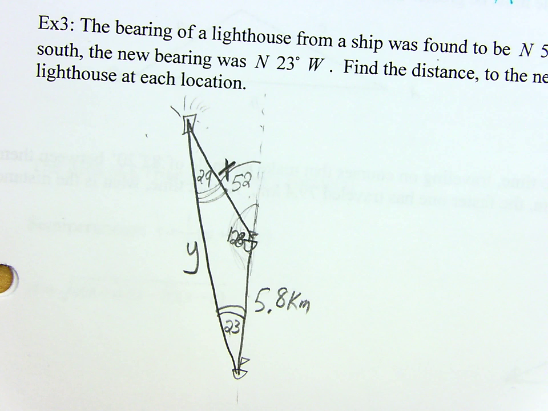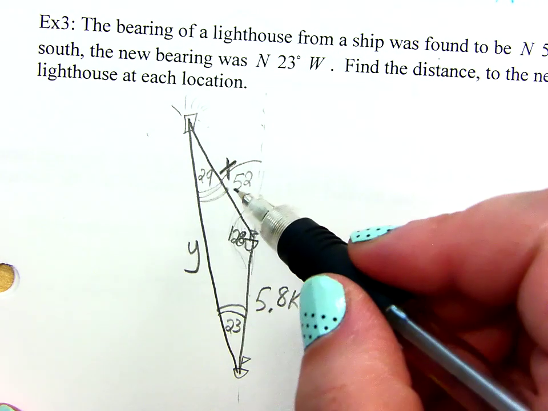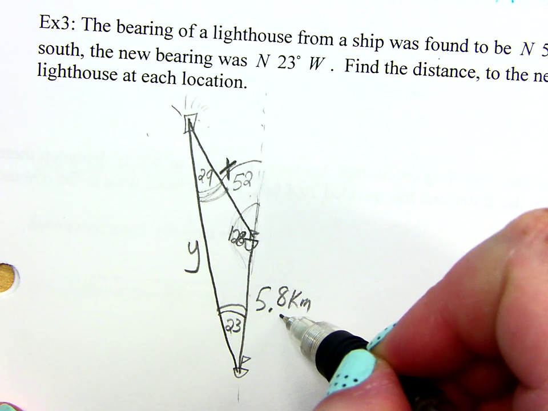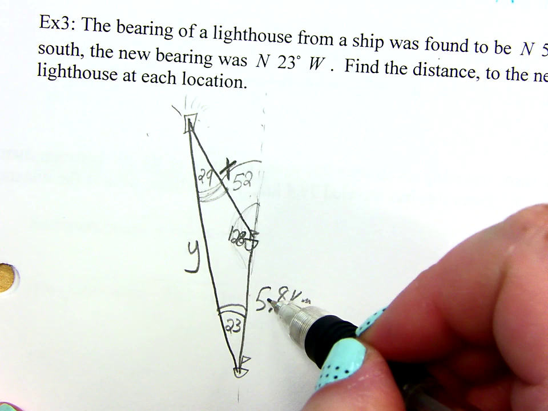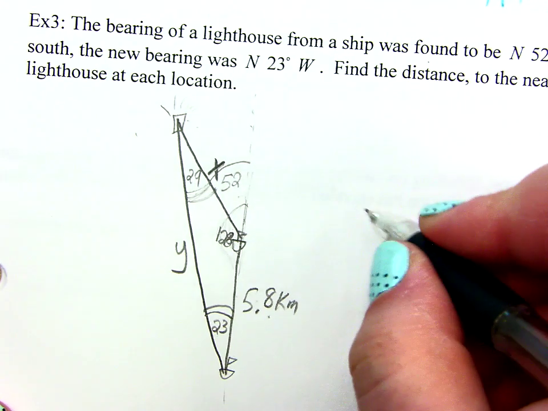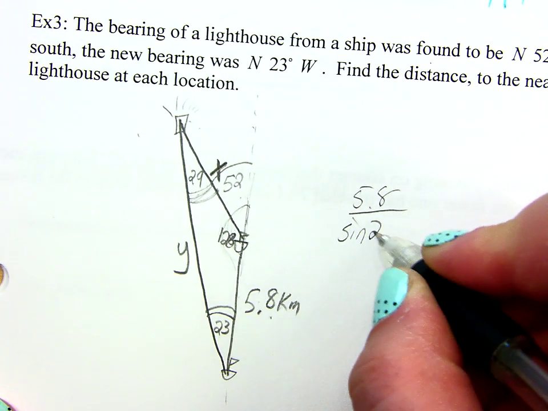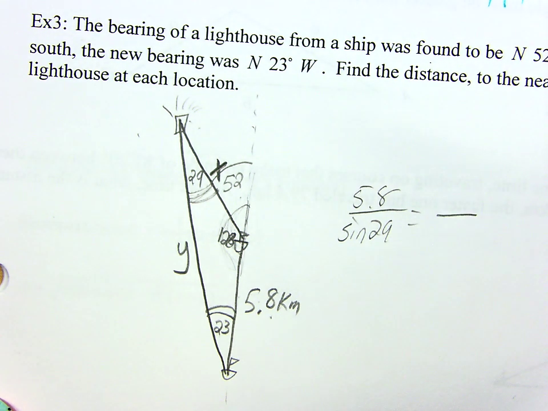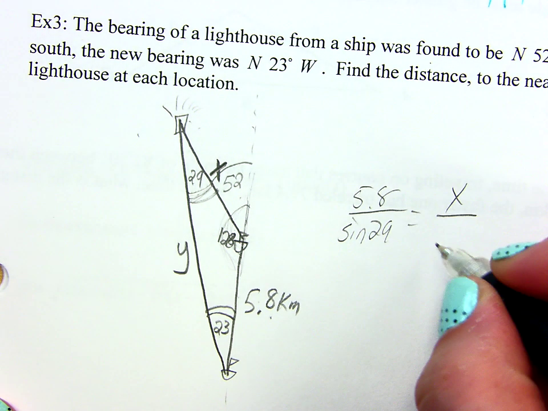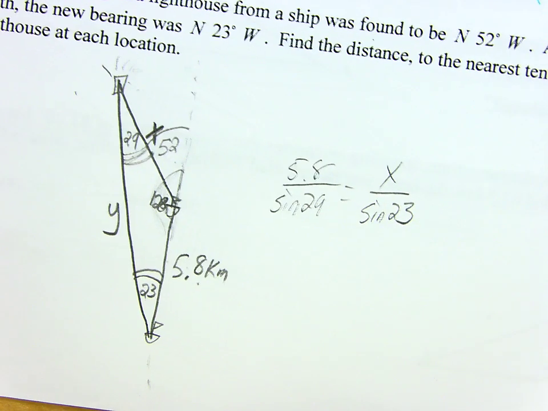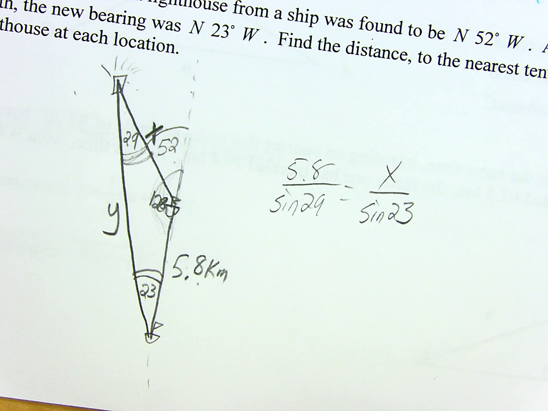I'm going to use the law of sines. I already have one pair: angle 29, and the side across from it is 5.8. So that's the pair I'm going to use to find the others. So I might do 5.8 over the sine of 29 equals X over the sine of 23. Could you just use A or something? That doesn't matter. You can use A, B. I just always go to X's and Y's, but you can do whatever you like.